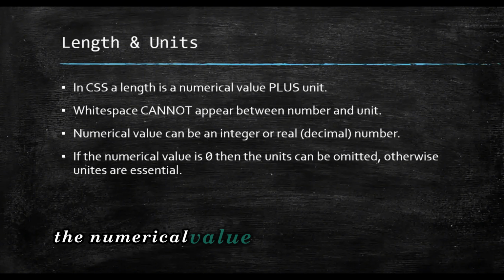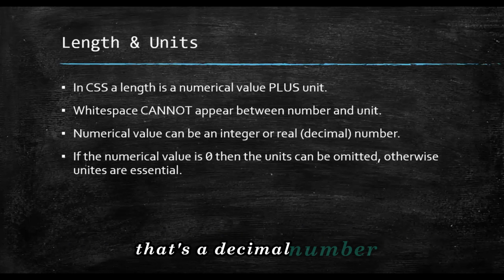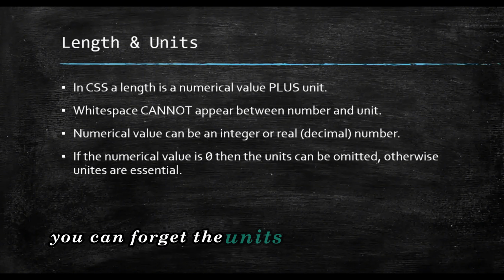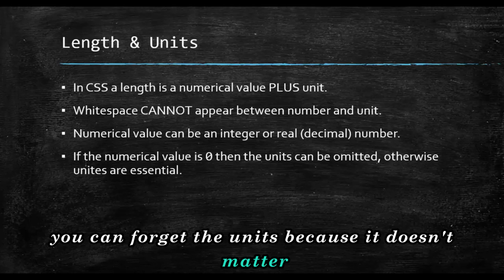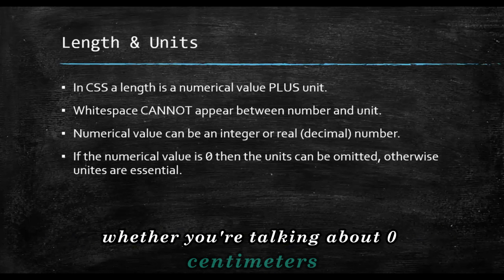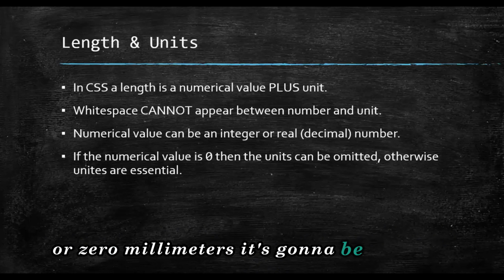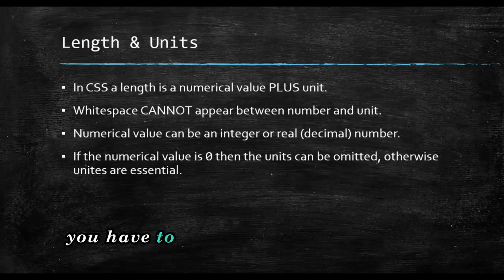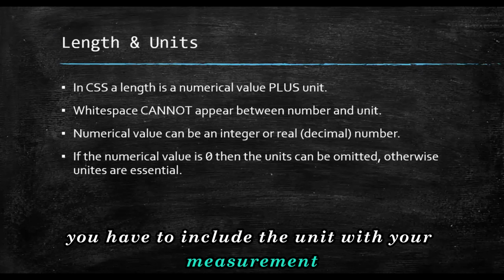Now the numerical value can be an integer or a real number, that's a decimal number. And the numerical value, if it's 0, you can forget the units, because it doesn't matter whether you're talking about 0 centimeters or 0 millimeters, it's going to be the same. So if the numerical value is 0, then you can forget the unit. Otherwise, you have to include the unit with your measurement.